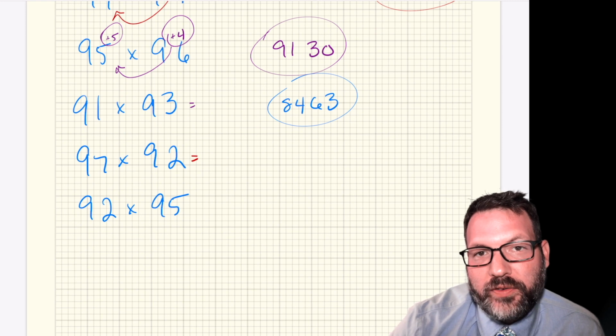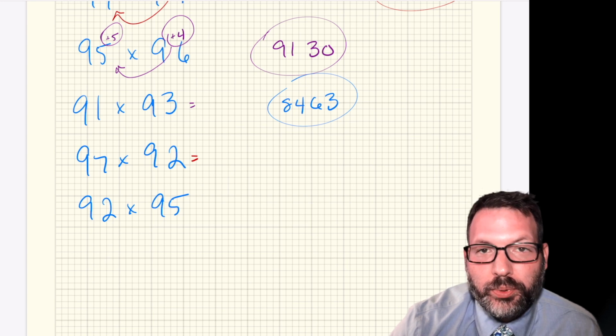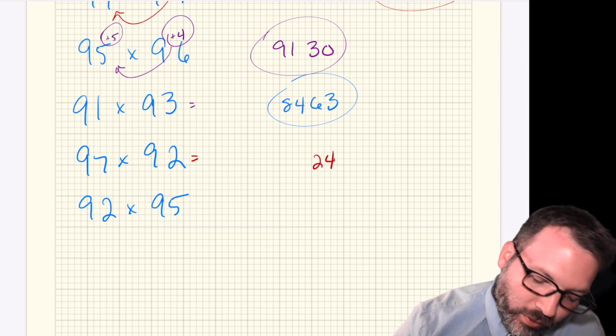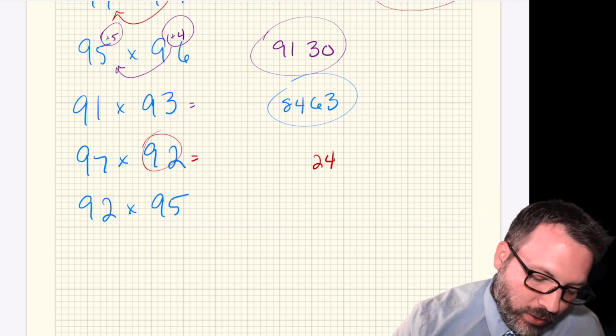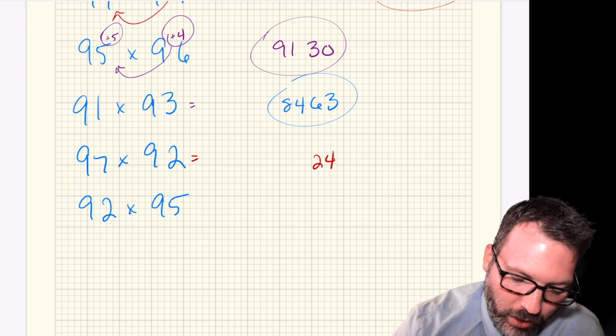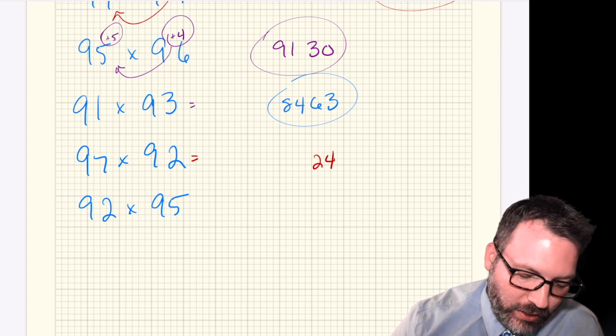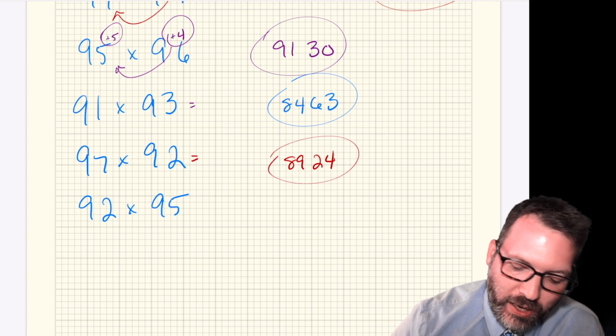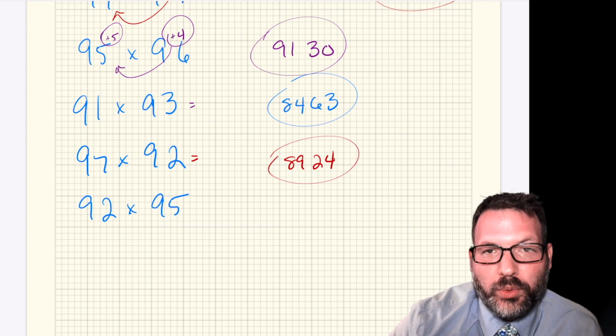92 is how far away from 100? 8 away from 100. 97 is how far away? 3 away. What's the product of those how far aways? 8 times 3 is 24. Those are my last 2 digits. This one is 92 is 8 away from 100. We've already said that. The 97, if we take away the 8 from the 97, we get 89, so 8,924.